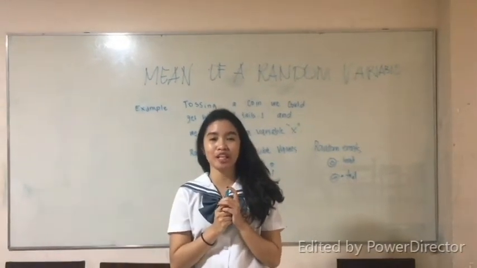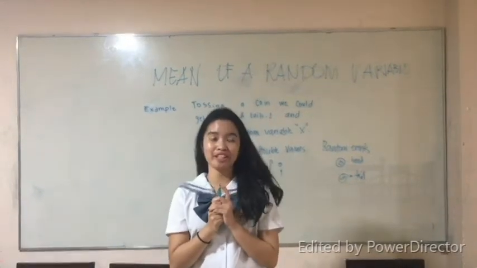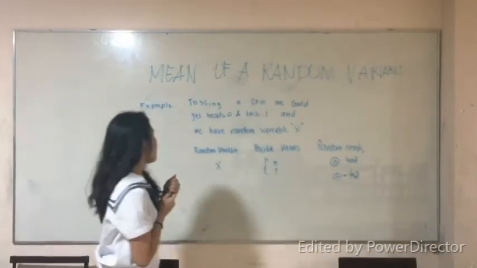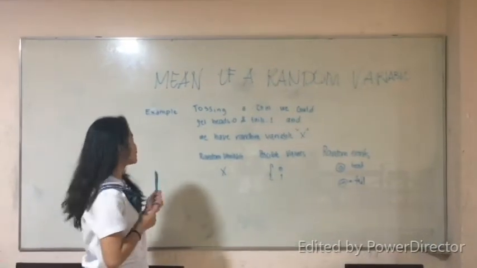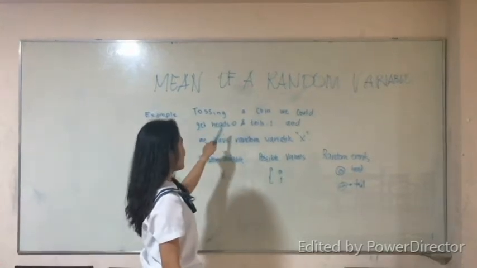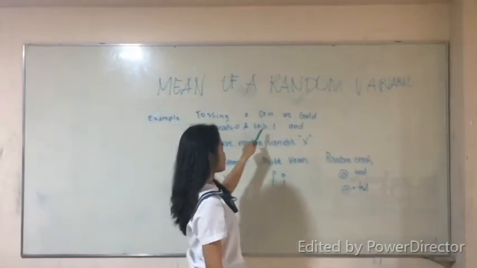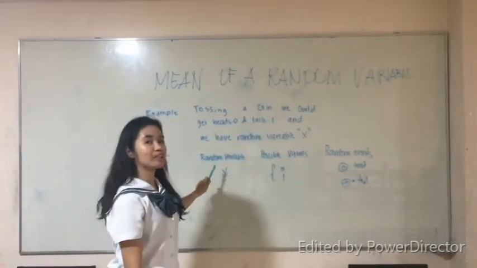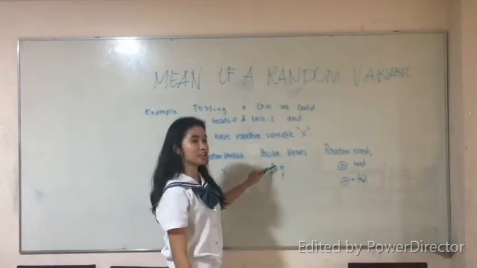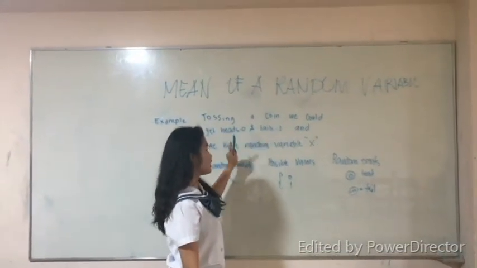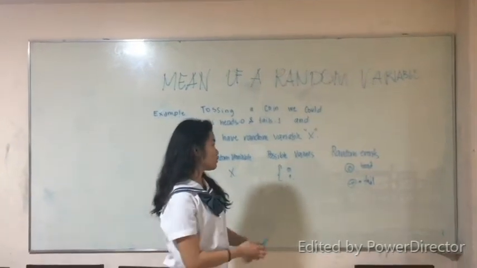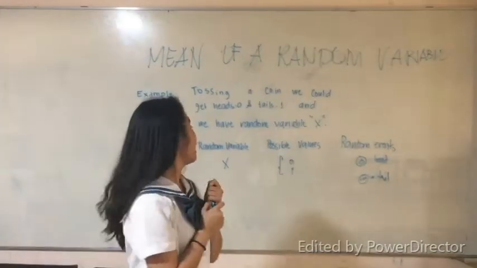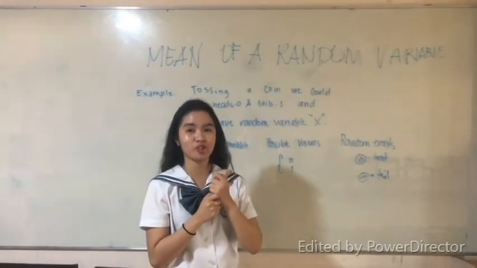There are two types of a random variable: discrete and continuous. And here is an example of a random variable. Toss a coin, we should get heads 0 and tails 1, and we have random variable x. So the random variable is x, and the possible values are 0 and 1, because the tail and the heads are 0 and 1. So the random events are head and tail. So in short, x equals 0, 1.